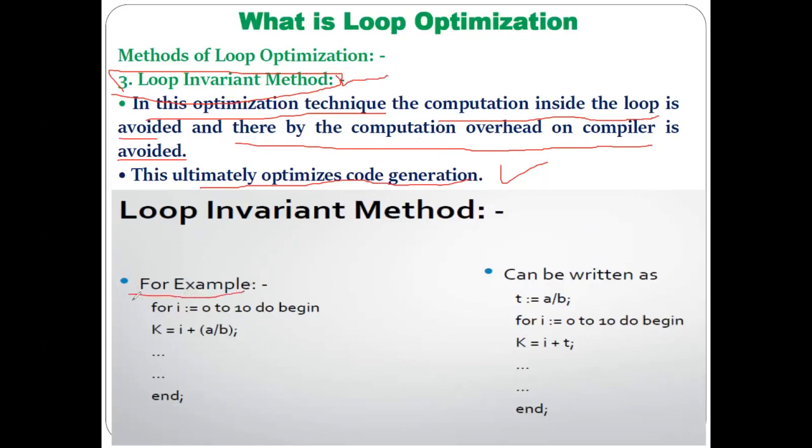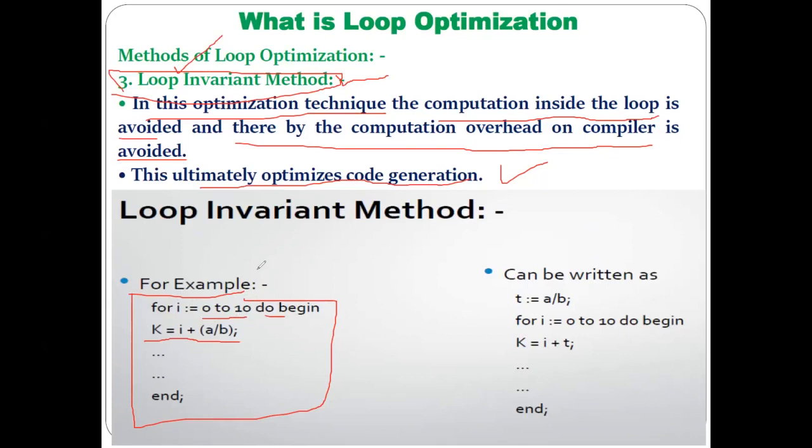For example, for I equal to 0 to 100, do begin k equal to I plus a divided by b, like this. For example, it will run approximately 10 to 11 times. Okay, 0 to 10, 11 times. But if you see here, in this code there is a certain expression which is loop invariant. What do you mean by loop invariant? It means the looping is not affecting that expression.